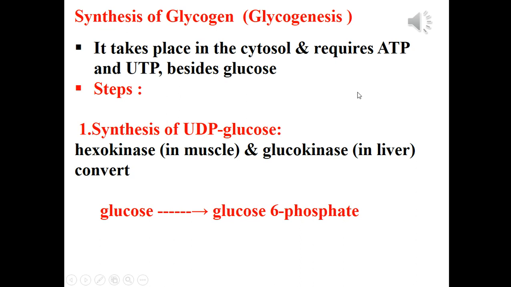So the synthesis of glycogen, glycogenesis, takes place in the cytosol and requires ATP and UTP besides glucose. Steps. First step, synthesis of uridine diphosphate glucose, a uridine diphosphate nucleotide. So, by hexokinase in muscle or glucokinase in liver, glucose is converted to glucose 6-phosphate.